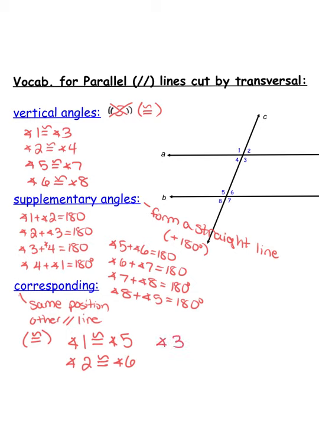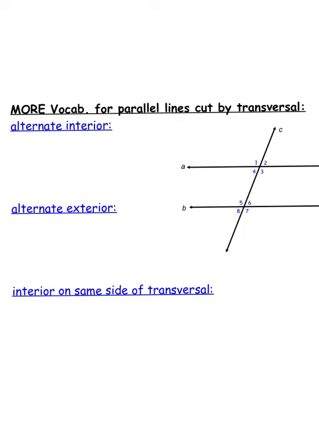Angle 3 is congruent to angle 7. They are both in the bottom right position. And angle 8 corresponds to angle 4, or you could write it the other way, because they are both in the bottom left position. So corresponding angles are in the same position on the other parallel line, and they are congruent. A couple more vocabulary words for parallel lines.